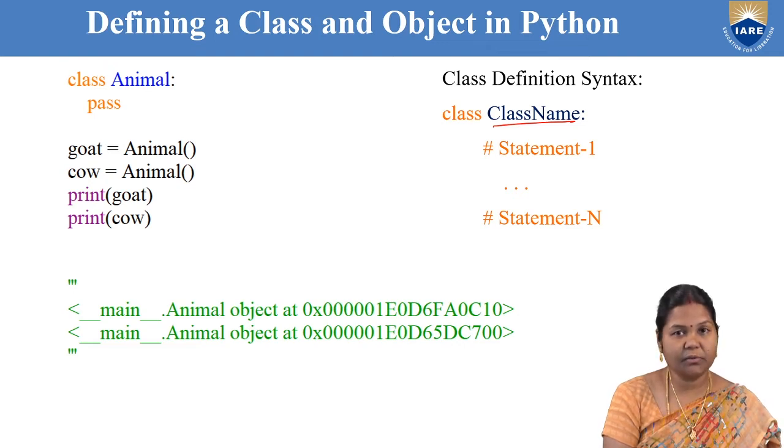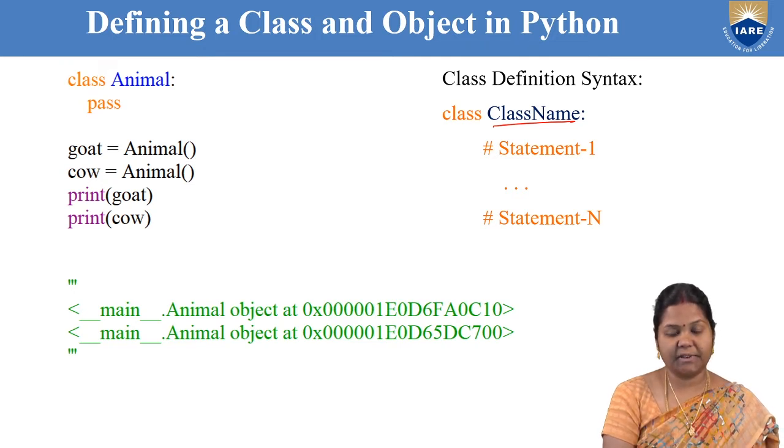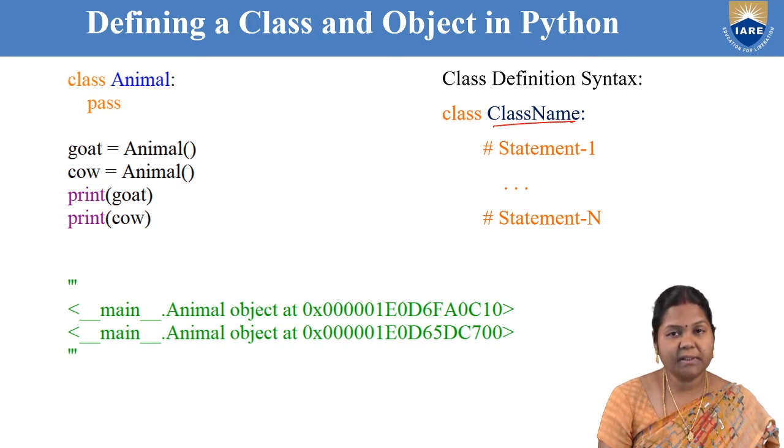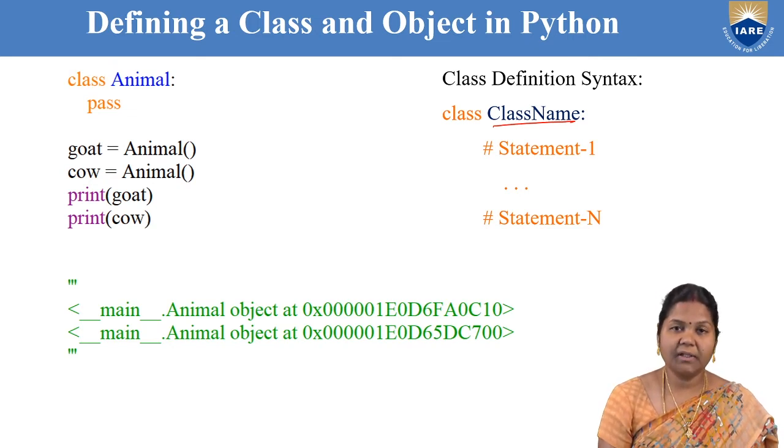This class has nothing to do, but it acts as a placeholder over here. Now, for this class, animal is a class. For this class, we have created two objects. Goat is an object and cow is another object. So if you print these two objects, you will see that these two objects have been created in memory, and you can identify the memory location here.